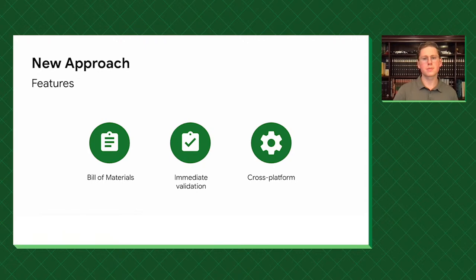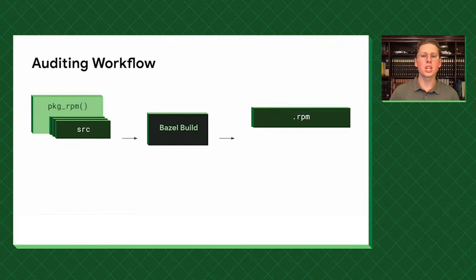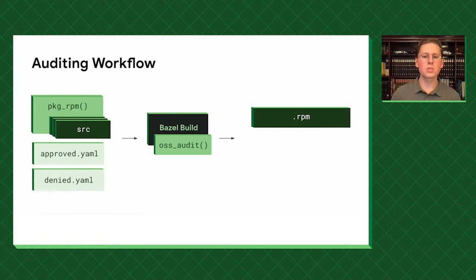We start with a Bazel build that just produces an RPM package with the project's source files using package RPM as seen here. Previously, there would have been a post-build step to scan the RPM that we produce. But now, with our new solution, all that we need to do is add a new rule called OSS audit into the Bazel build. The OSS audit rule consumes a Bazel aspect that analyzes the dependency graph of a build and collects information about each package. Additionally, it consumes a list of previously approved and denied open source packages, usually determined by a legal or security team, to alert developers when denied packages are being used.